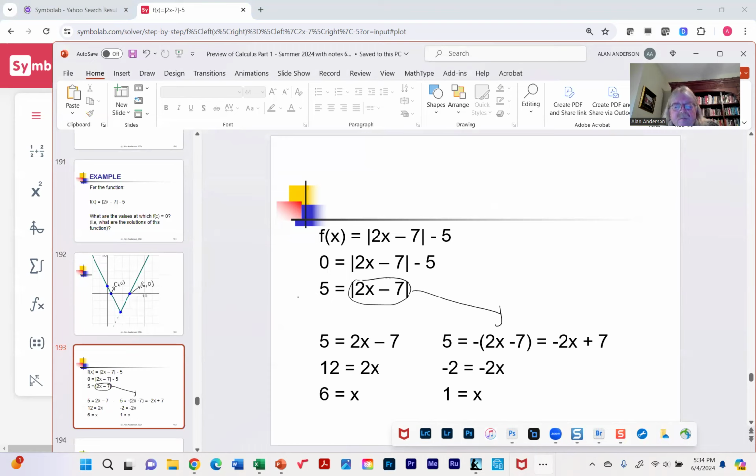So we do a little algebra on both sides. Here we add 7 to both sides. We divide by 2, and we get 6. Over here, we subtract the 7 from both sides to get negative 2 equals negative 2x. Oh yeah, what do you know? It works. So we found both of them.